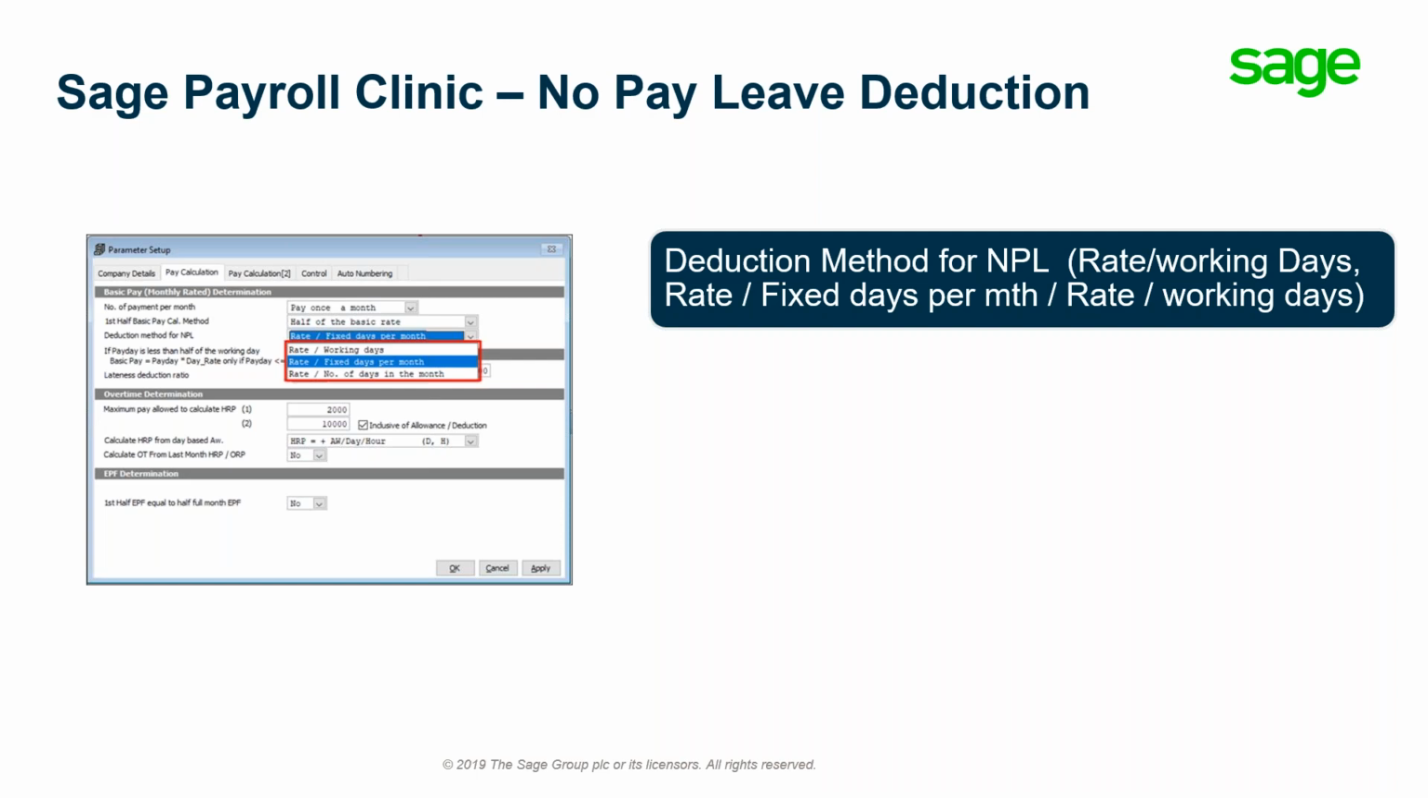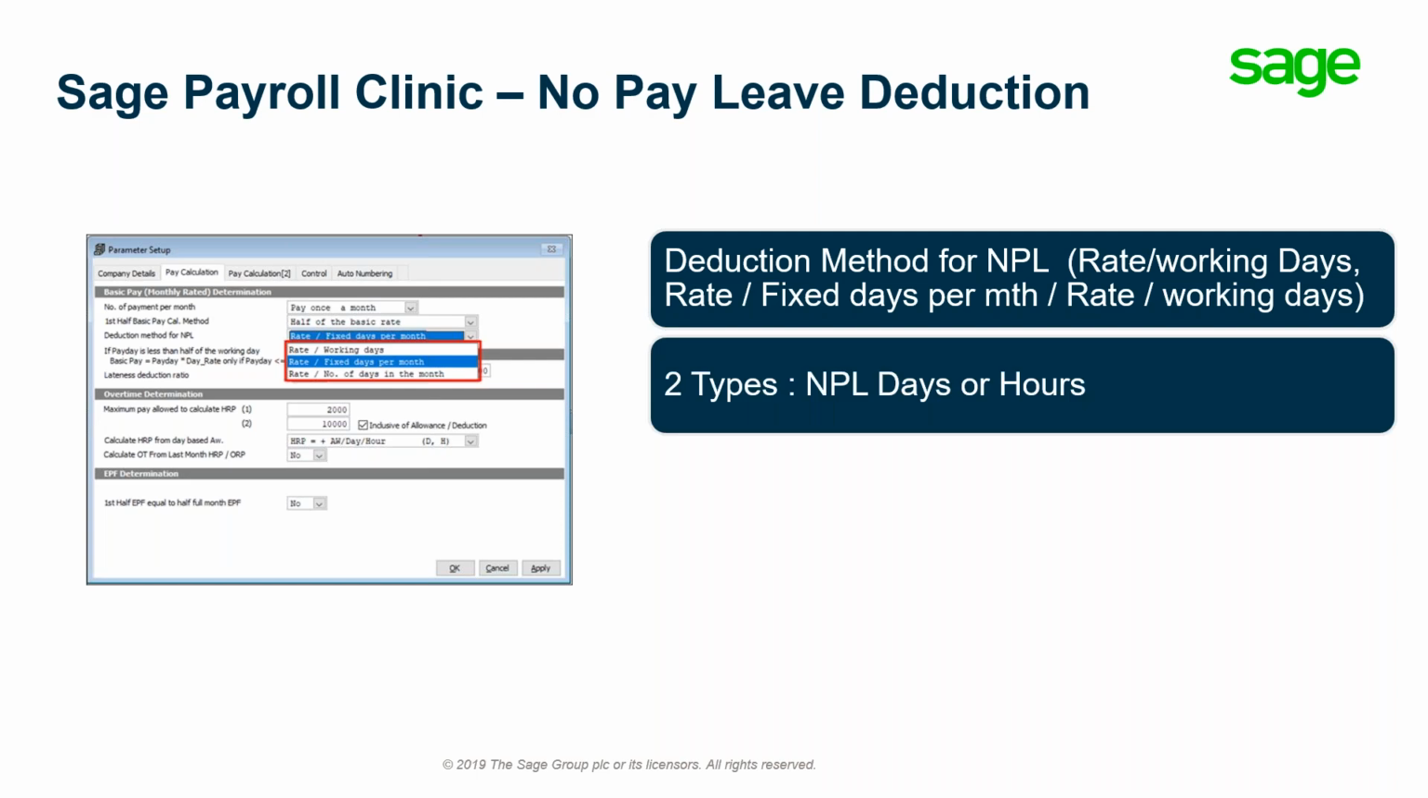Now you can ask a question: if the government stated 26 days, can I use the working days? I remember there was a column for you to enter the working days. You can put 26 days, and it will come out the same, with the same value in the system.